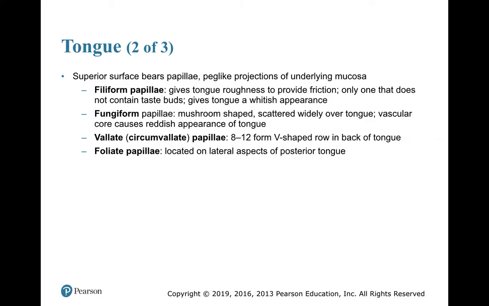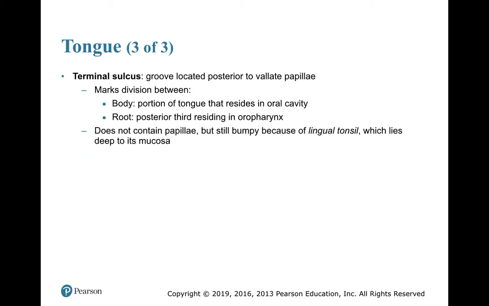The vallate or circumvallate papillae, there's 8 to 12 in V-shaped rows in the back of the tongue, and the foliate papillae are located on the lateral aspects of the posterior part of the tongue. The terminal sulcus is the groove located posterior to the vallate papillae, and it marks the division between the body and the root.